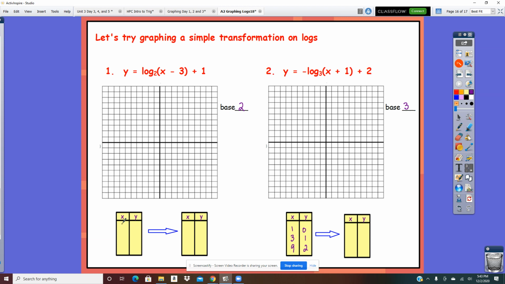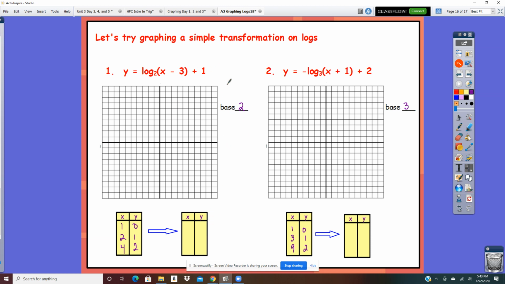So instead of counting 0, 1, 2 in x, I'm going to count 0, 1, 2 in y, and then I'm using my base 2 in x, which is going to be 1, and then times 2, and then times 2 is 4. So those were our parent function values for a logarithmic function with a base of 2.